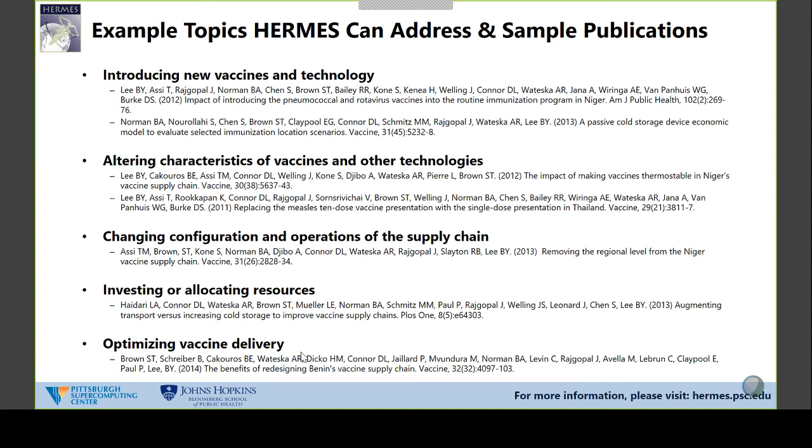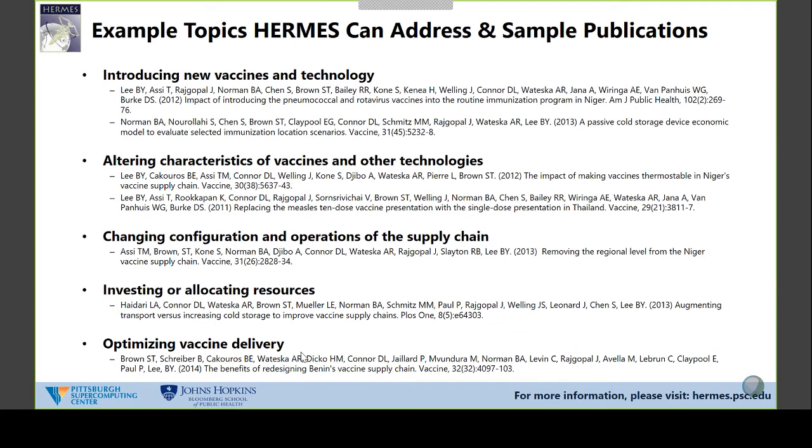Changing the configuration and operations of the supply chain. We've gone to many countries and tried to advise them on how they can rearrange their supply chain to make it more efficient. They may not have the most efficient structure for their supply chain. If we want to invest and allocate new resources, such as buy new fridges or new transport devices, where will that investment be most impactful? Hermes can help you answer that.